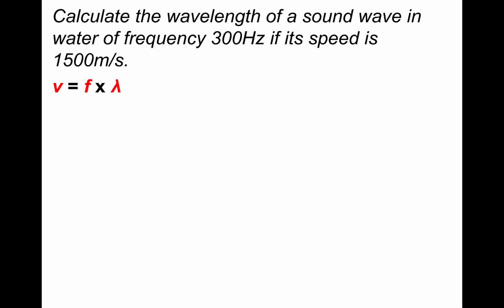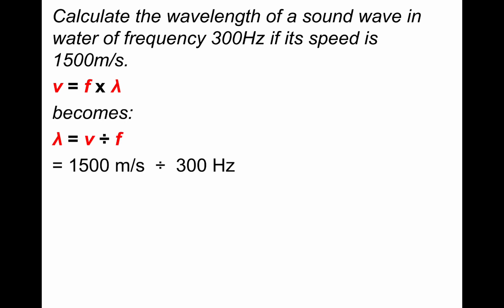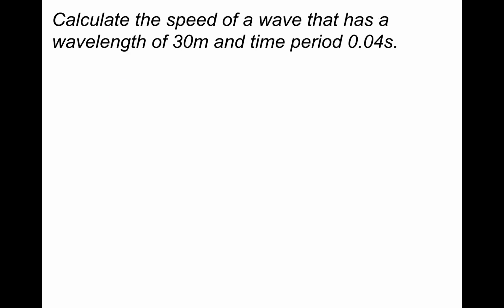So wave speed is frequency times wavelength. So wavelength would be wave speed divided by frequency, and it'd be 1500 divided by 300, which gives a wavelength of 5 meters. Let's do some more. So this one's a bit of an extension question. Hopefully you've watched the previous lesson.